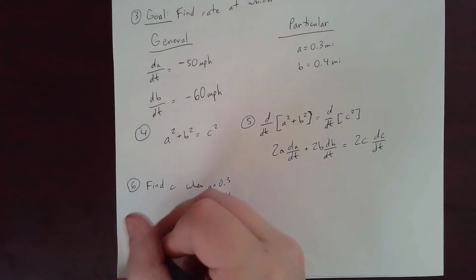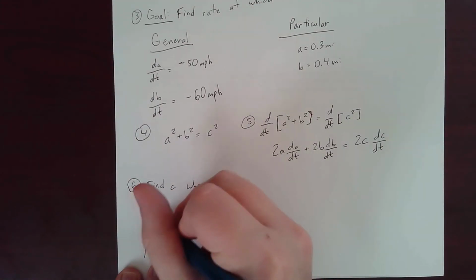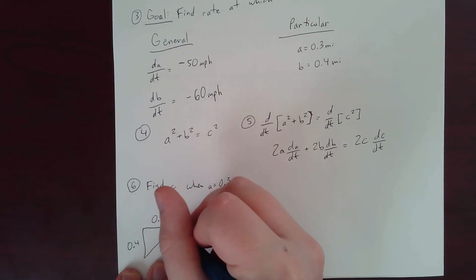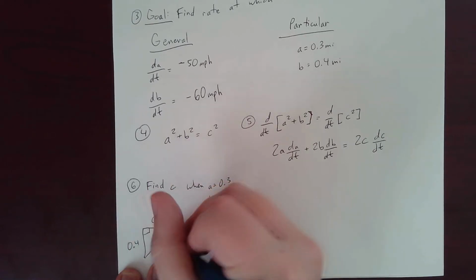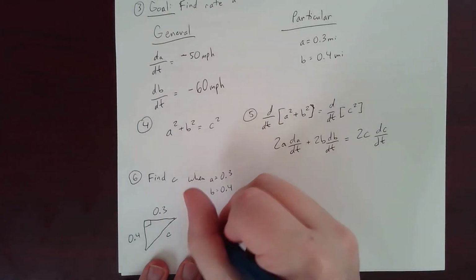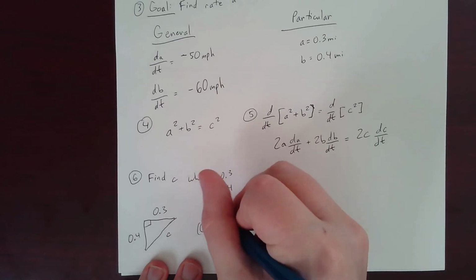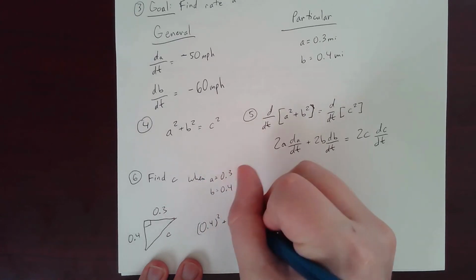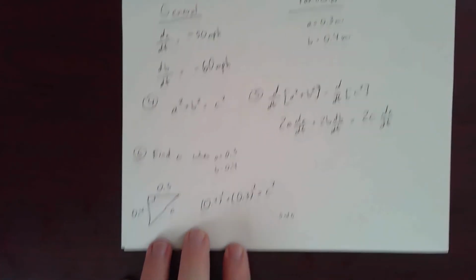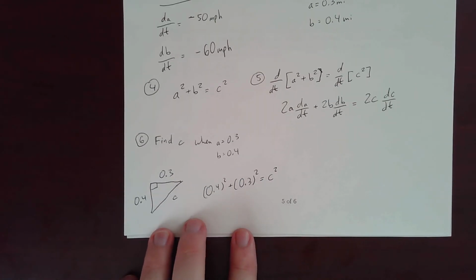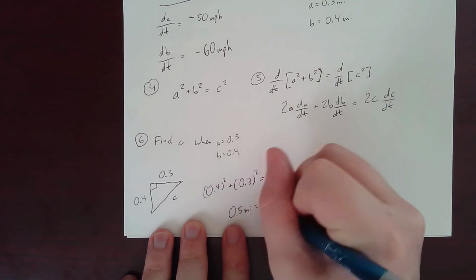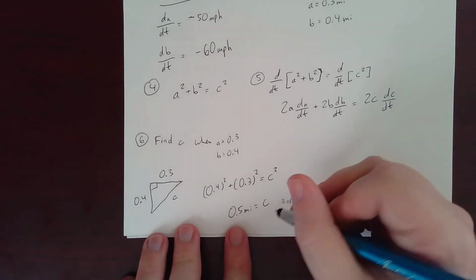Fortunately, we again can use our Pythagorean theorem to try to find little c. So 0.4 squared plus 0.3 squared equals c squared. And if you go through all the steps here, this will end up showing you that little c ends up being 0.5 miles.